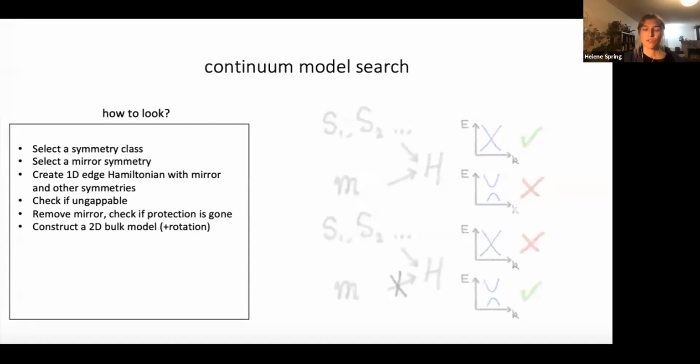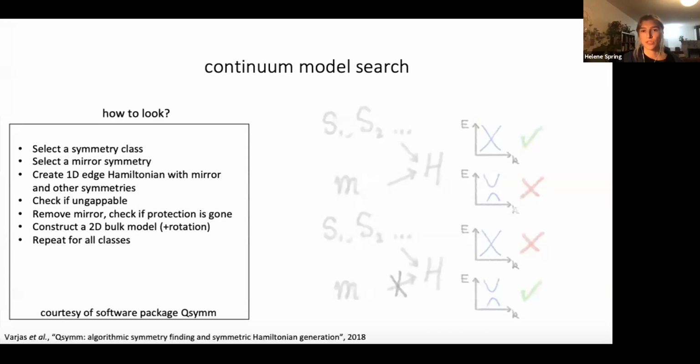If these conditions are fulfilled, we have a candidate model that we can extend to 2 dimensions and add rotation symmetry to. And we then repeat this process for all symmetry classes. Now, this all sounds fairly labor intensive, working all of this out, but thanks to the software package Qsim, we're able to iterate through all possibilities relatively fast.